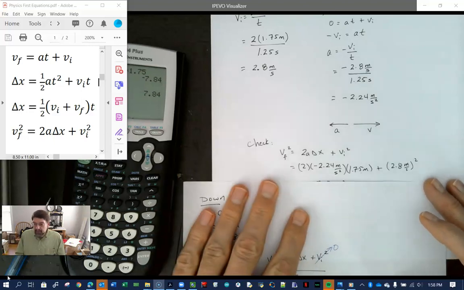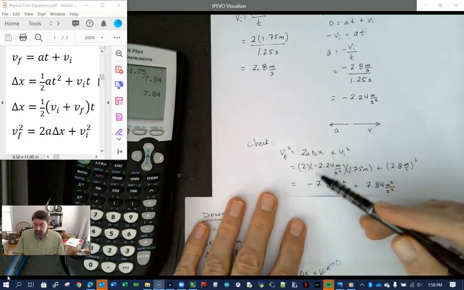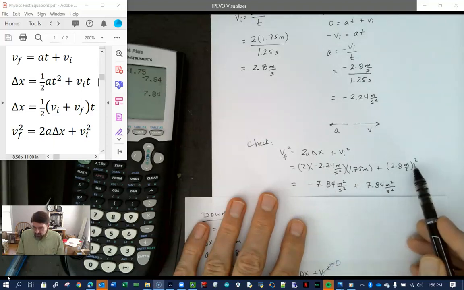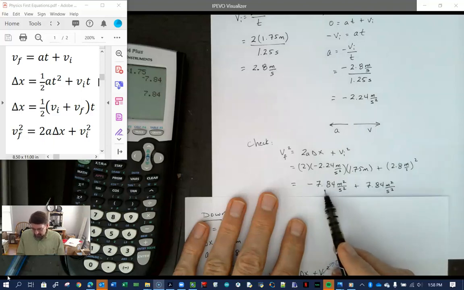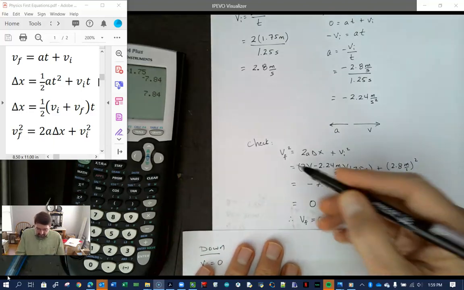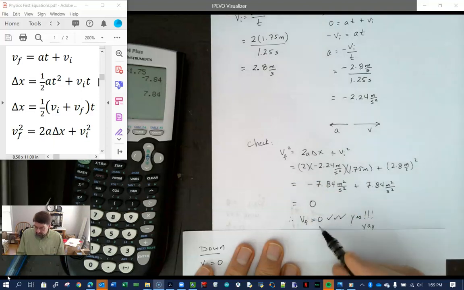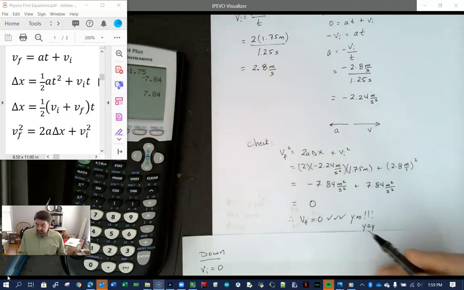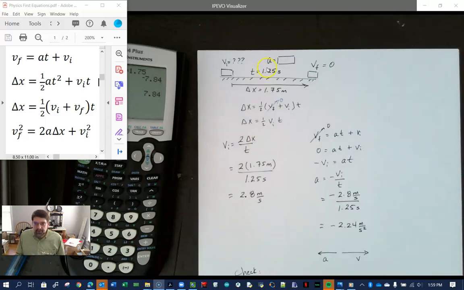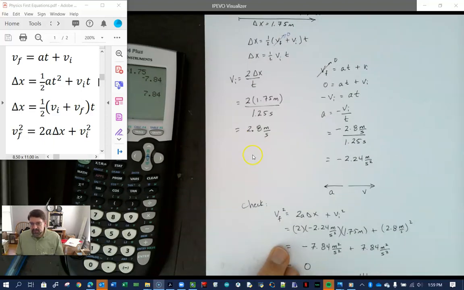Okay, so when I did the calculation, on the left-hand side I got this number, 2 times negative 2.24 times 1.75 becomes this, and 2.8 squared becomes this, and of course if you take a negative 7.84 and add it to a positive 7.84, you get 0. So this is really final velocity squared, but if you take the square root of 0, it's also 0, so the final velocity is 0, and we are so excited because the left-hand side equals the right-hand side, so we are pretty sure that our numbers at least worked out. Now, whether or not Will was correct with the time and the displacement, who knows, but with these numbers, this is what you would get for the initial velocity and also the acceleration.